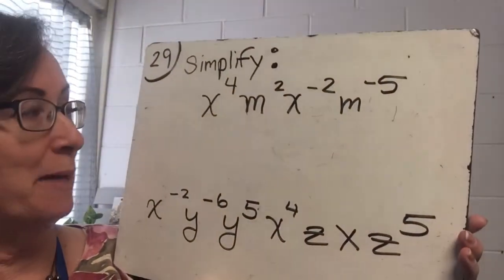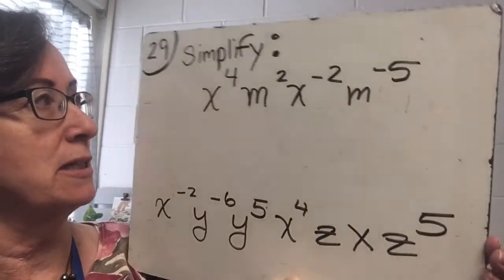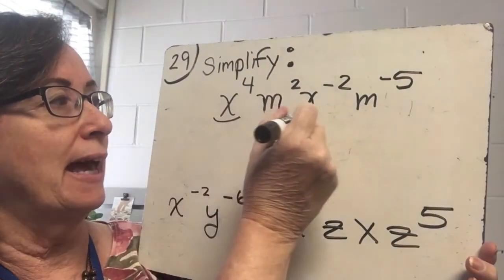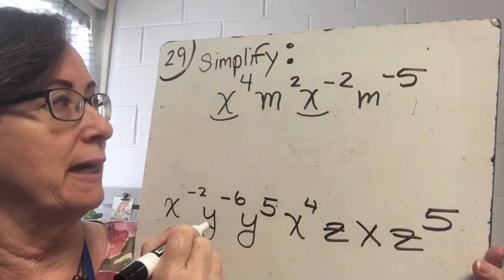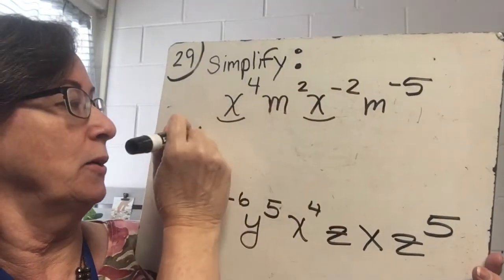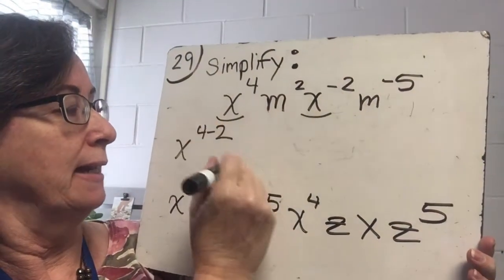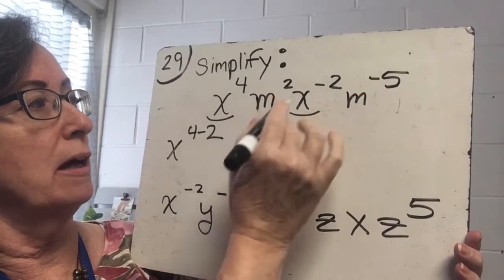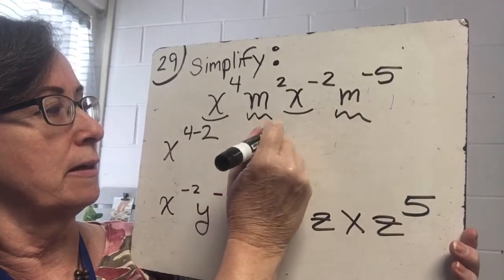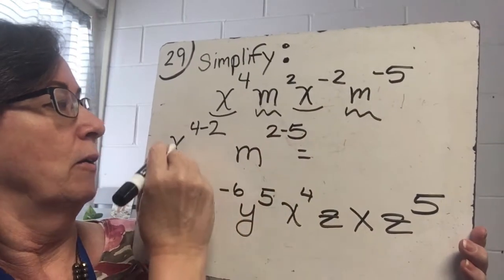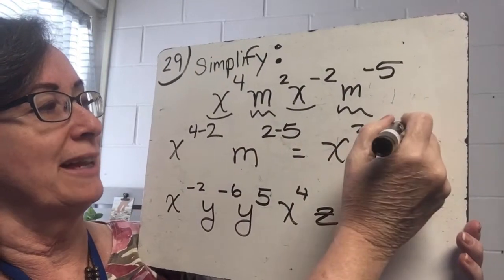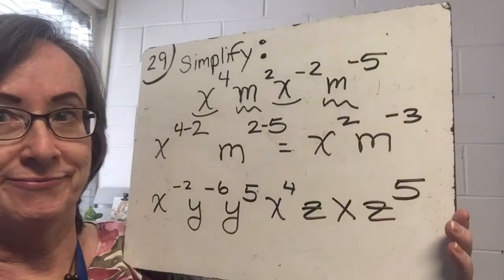Okay, so we have 2 examples. We're to simplify these 2 expressions. All right, so we have to look for the like bases. So we have an x and an x. Those 2 we can multiply together. So we're going to have an x to the 4 minus 2 and an m raised to the, since we have an m and an m, 2 minus 5. X to the 2, m to the negative 3.